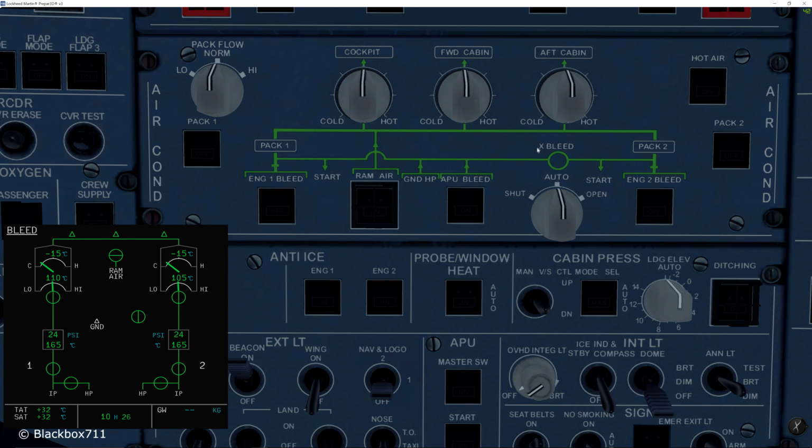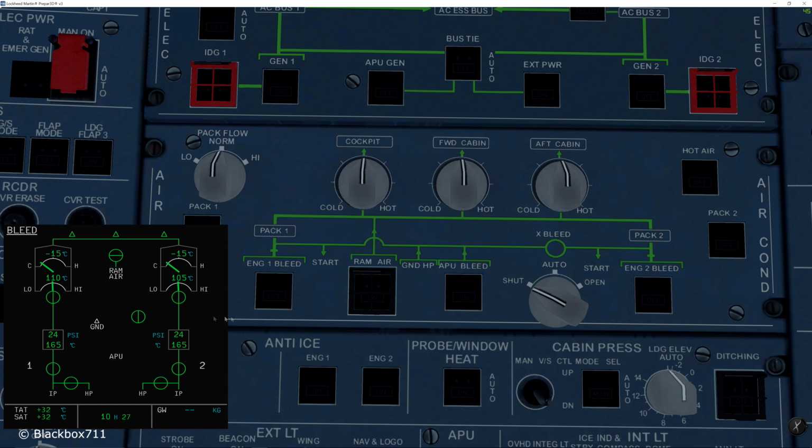Next, let's have a look at the cross bleed valve. There's a cross bleed valve selector with the positions auto, shut and open. Now on the auto position, the cross bleed valve will open automatically if the APU bleed switch is selected to on. The cross bleed valve will close if the APU bleed valve is closed, or in case there's a wing, a pylon or an APU leak. Now the position shut in this moment doesn't do anything because the cross bleed valve is shut already. But if you select the switch to open, then you will force the cross bleed valve to the open position.